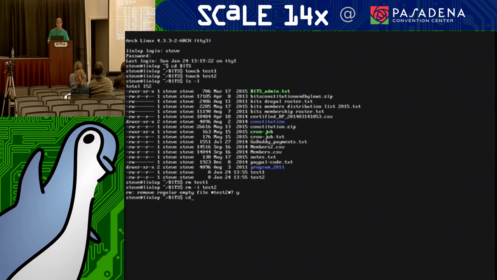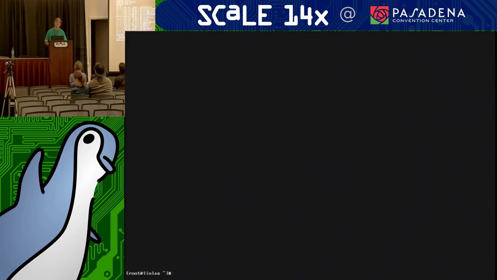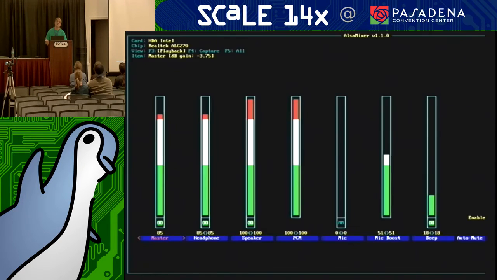CD. I'm going to change the directory. So it speaks, reads the prompt to you. Now, there's some things where we can do highlight tracking. That's what I was starting to do earlier when I was messing with the ALSA mixer. I'll do that as root. But if I go into alsamixer, ALSA mixer v1.1.0, card HD.